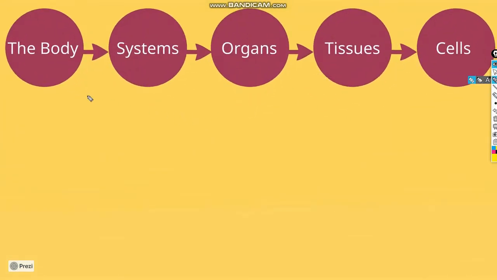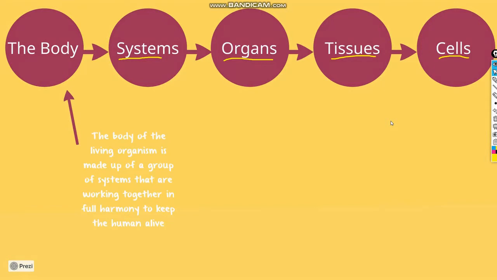The body of a living organism consists of systems, and each system consists of organs, and each organ consists of tissues, and each tissue consists of similar cells. That means the body of the living organism is made up of a group of systems working together in full harmony to keep the human alive. So we need our systems to keep us alive.